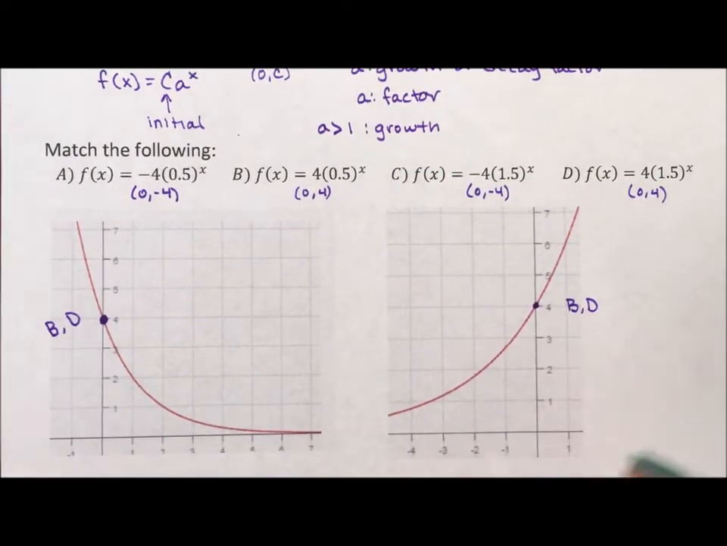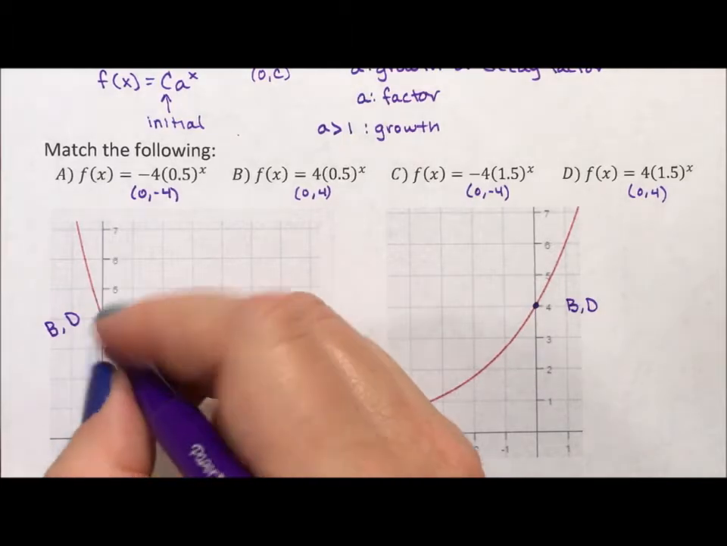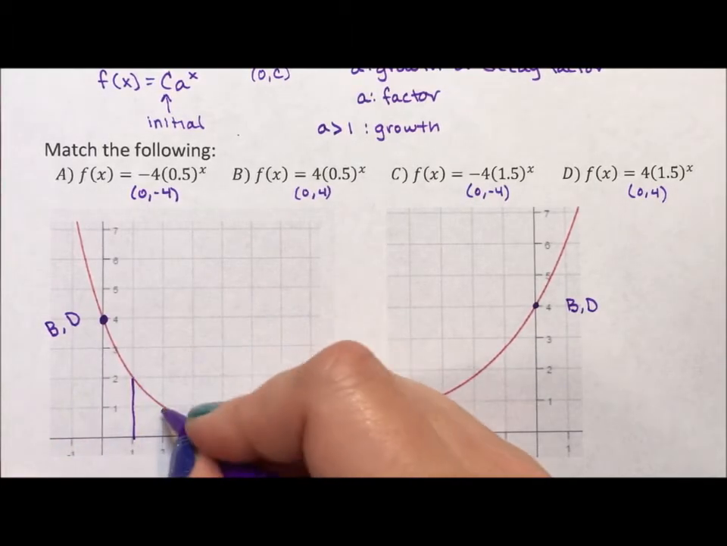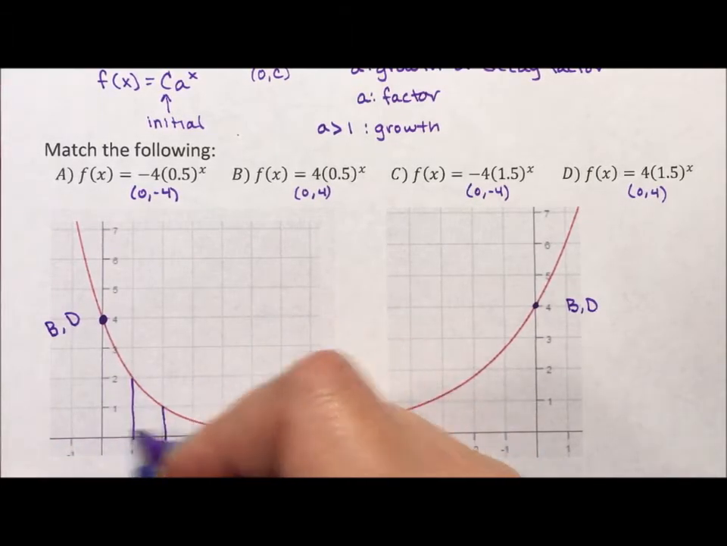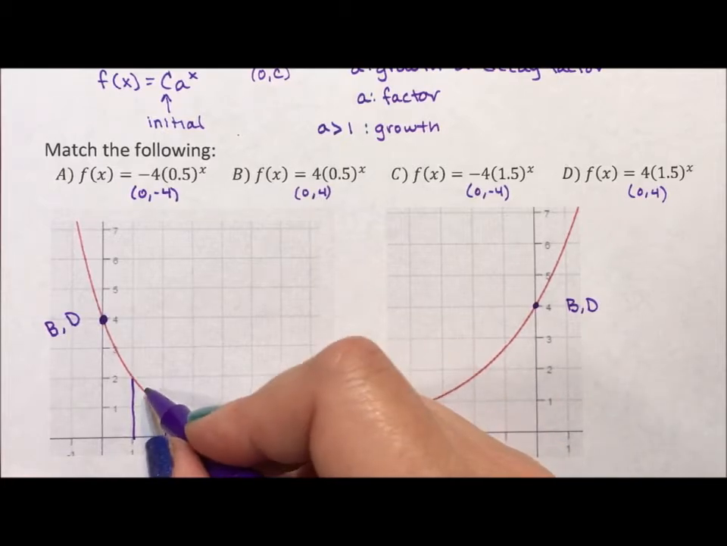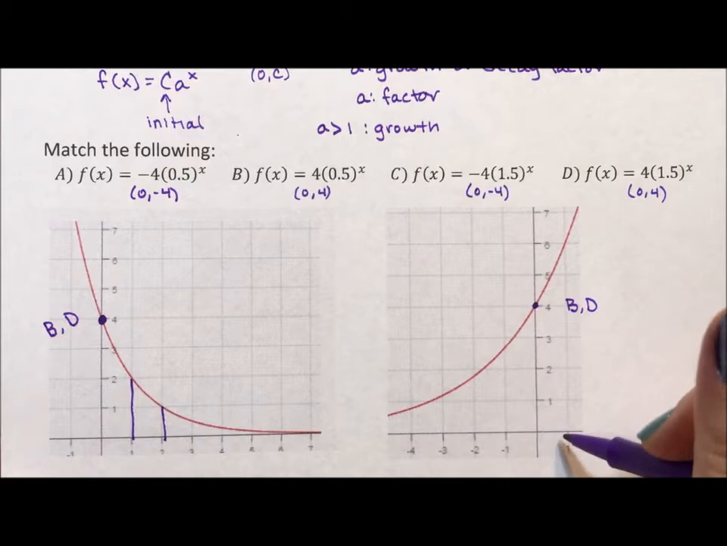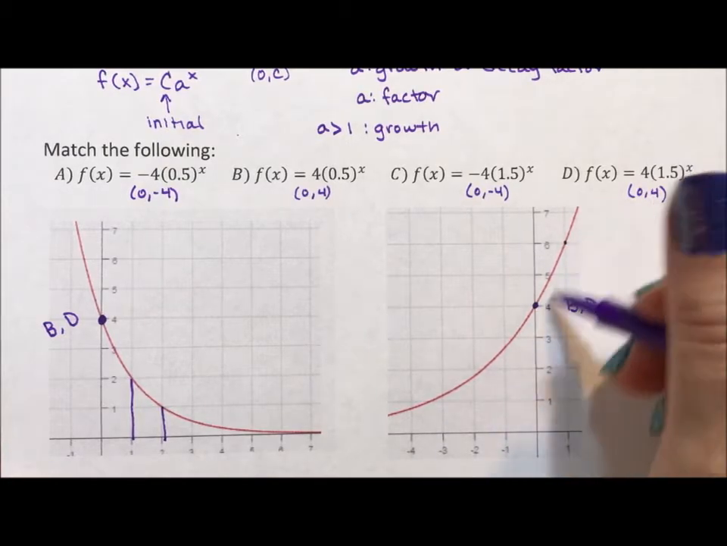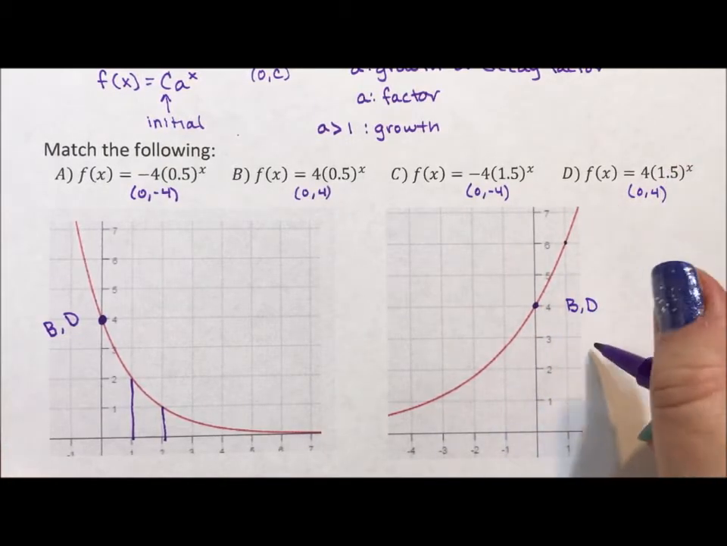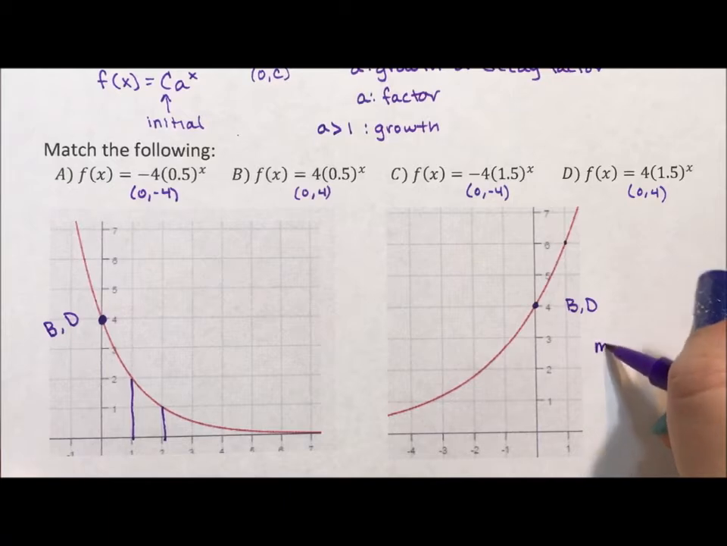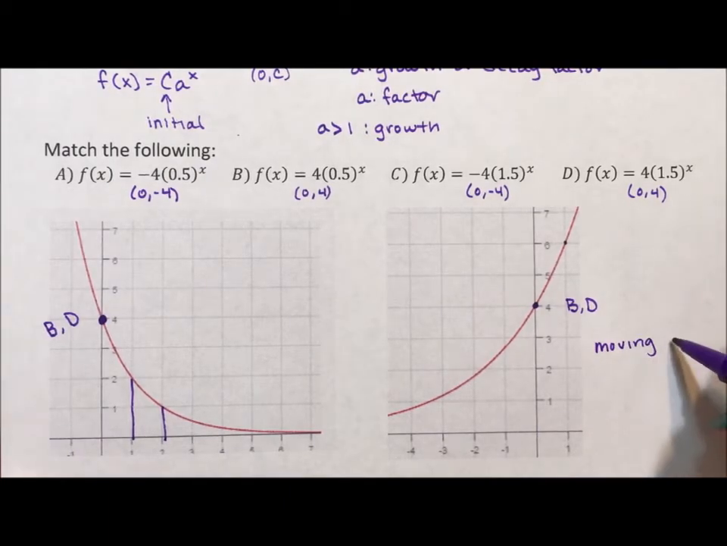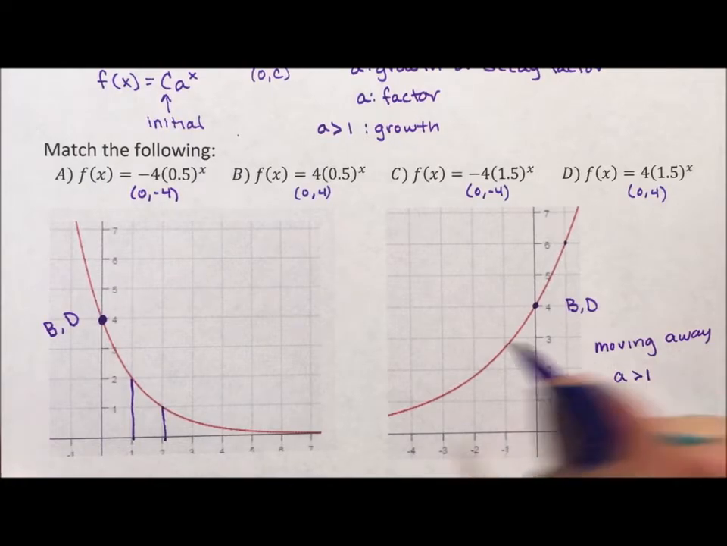So if we look at the 2 examples here, as we move forward in time, we go from 4 to 2 to 1. This is not moving away from this x-axis. It's actually moving towards it pretty quickly. If we look at this one, here is 4, here is 6. This is moving it away. So in this one, we're moving away. So a is greater than 1.